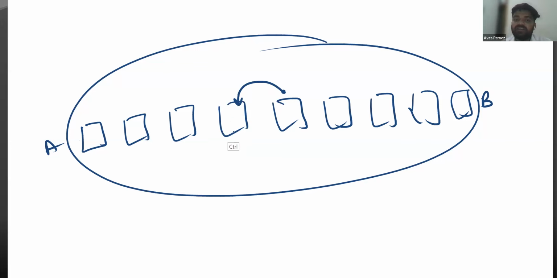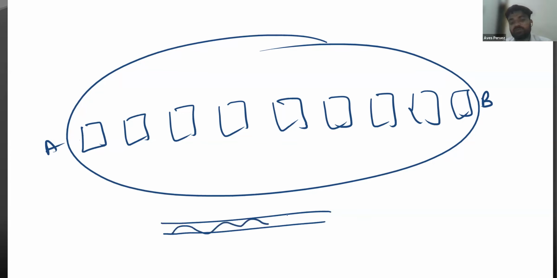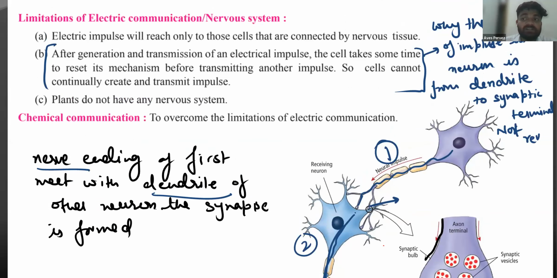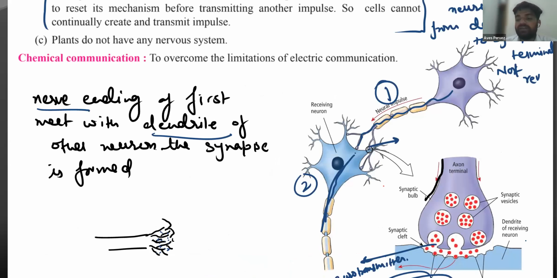Similarly, when the impulse is being transmitted from one part of the neuron to another part, for some time, when it travels from this portion to this portion, this portion becomes inactive. Then when it travels from this portion onward, that portion becomes inactive. This is called the relay time. So in impulse transmission, the region where the impulse was transmitted becomes inactive for some time. So this is the correct answer. It is asked many times in the examination, so you need to keep it in mind and write the answer properly.